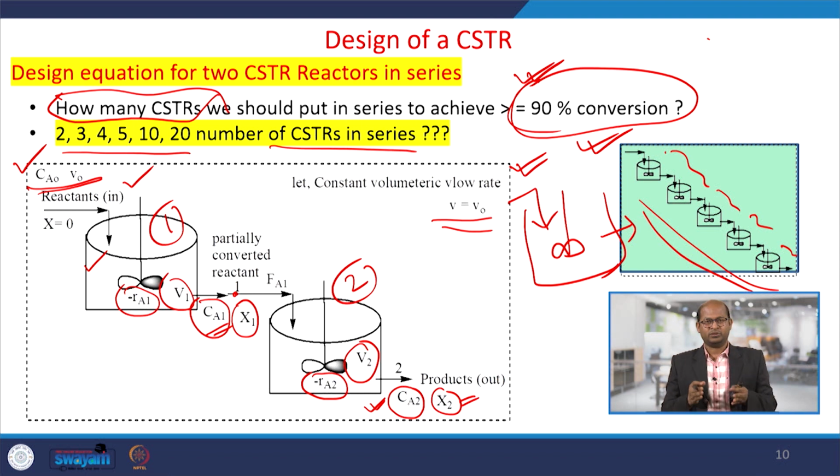So, when 1, 2, 3, 4, 5, 6 reactors are connected in series, then what would be the conversion? As per our requirement of conversion, how many reactors should we connect in series? If you want to get that answer.